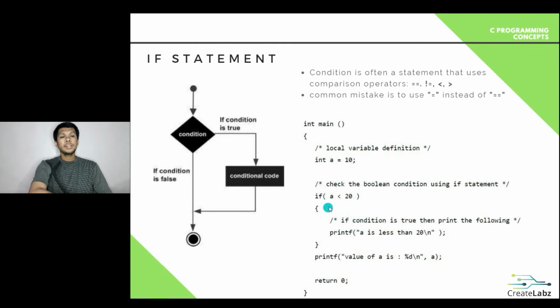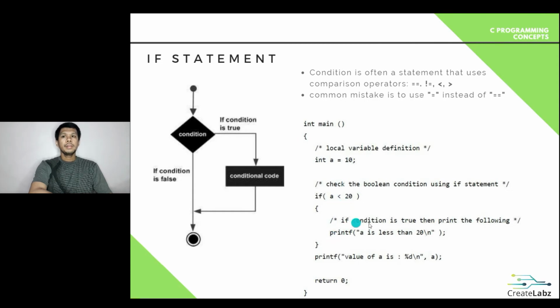So if a is less than 20, check if this is true. If this is true, then do this. If this is false, then exit. Go directly here to printf. So let's see. Is a less than 20? The value of a is 10. So 10 is less than 20. So we will execute this part.